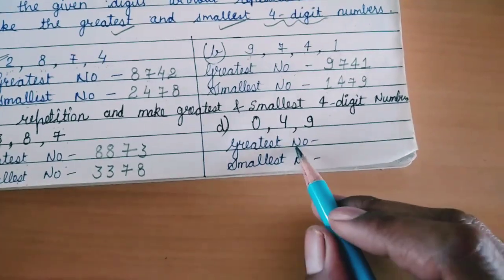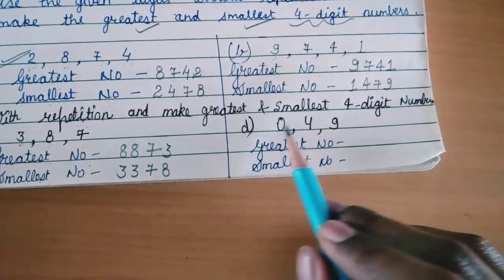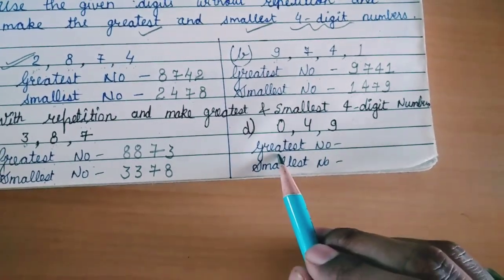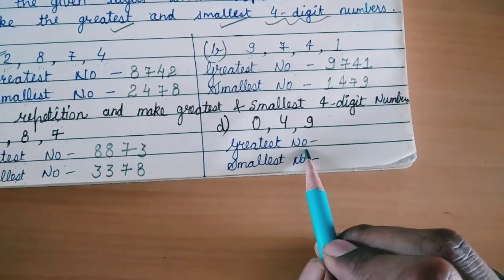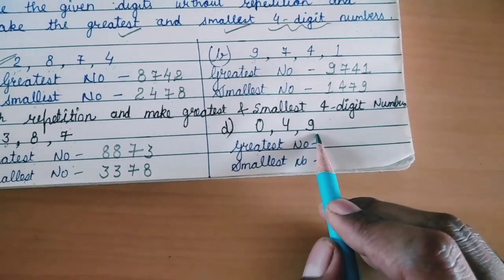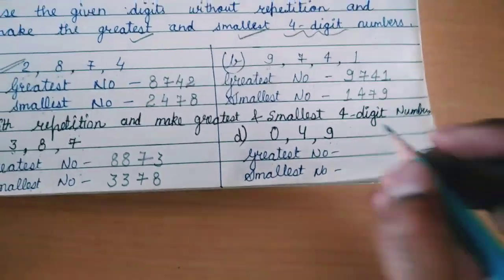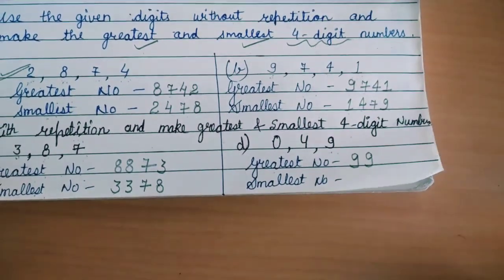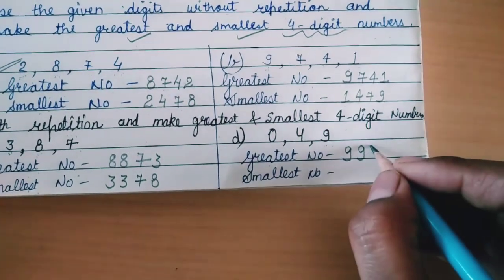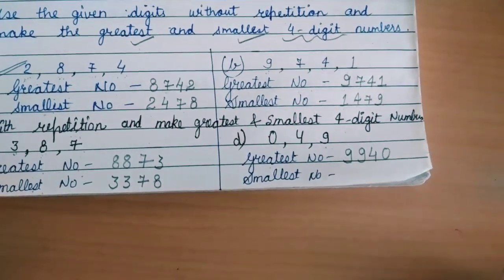Now the greatest number for the second one is 049 as given. So we need to make the greatest number. For the greatest number we will use the greater one. So among these 3 the greater one is 9. So we need to use 9 2 times. And after that 4, then 0.